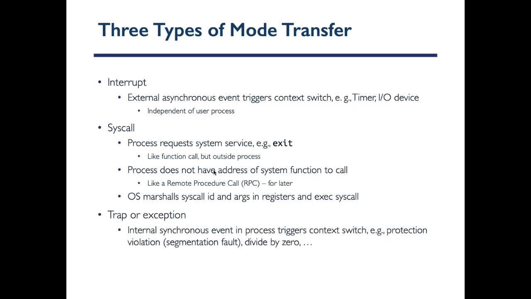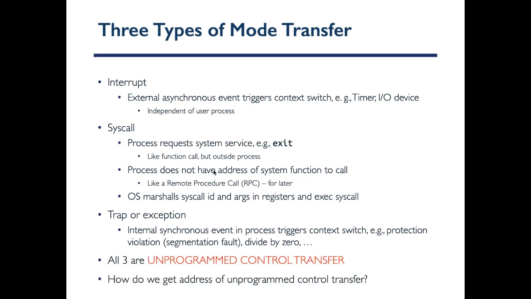And the third one is basically trap or exceptions. So let's say you divide by 0, which is not permitted. The hardware raises an exception, and that exception transfers mode back to the OS. The operating system wakes up to see what to do next.